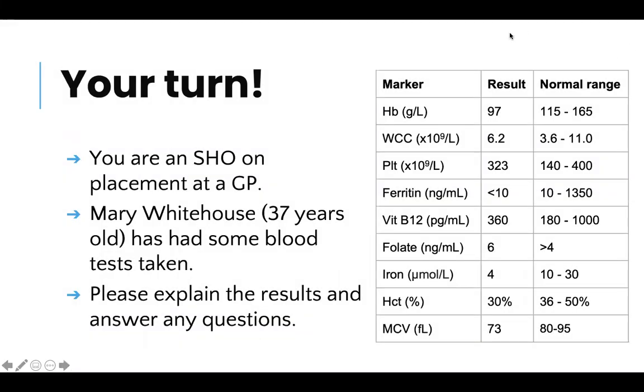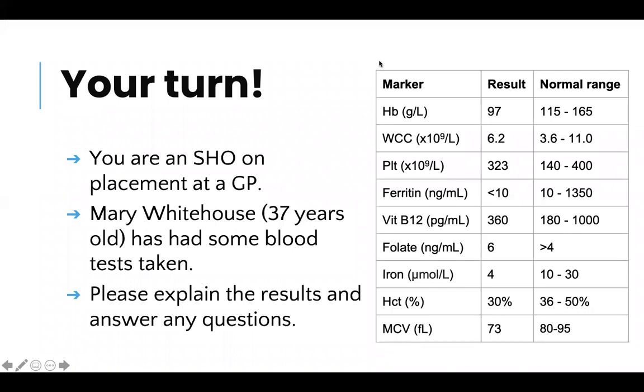Okay, so I'd be really grateful if everyone could comment and get involved. You're an SHO on placement at a GP. Mary Whitehouse is a 37-year-old and has had some bloods taken. Please explain the results and answer any questions.